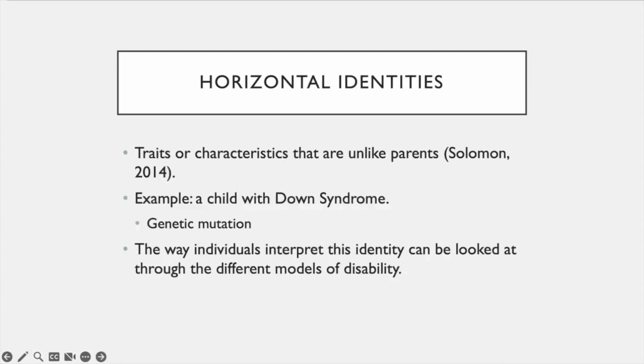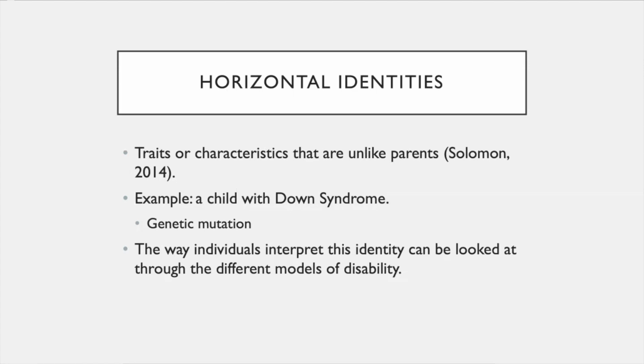First, I will review what a horizontal identity is. According to the book Far from the Tree by Andrew Solomon, a horizontal identity is an inherent or acquired trait that is unlike an individual's parents. An example of this is a child with Down syndrome, which is a genetic mutation. How this identity is interpreted can be viewed through the different models of disability, specifically the medical model, the social model, and the moral model.